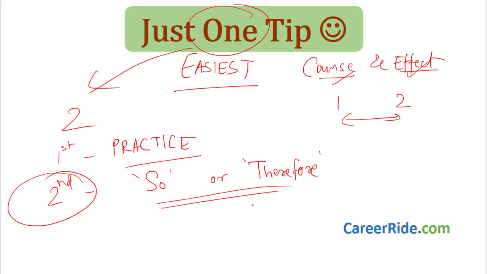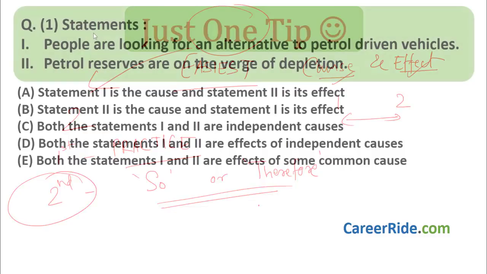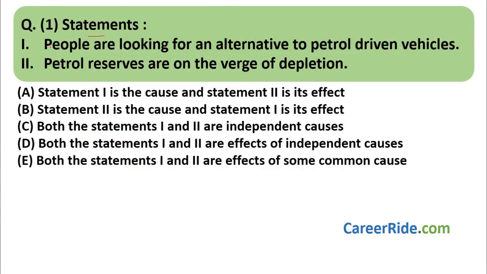Let's move on to question number 1 and understand the tip. Statements. First one: people are looking for an alternative to petrol driven vehicles. Second one: petrol reserves are on the verge of depletion. Now this is the format of the question. They give you the two statements and they give you 5 options. Let us understand what the 5 options are.